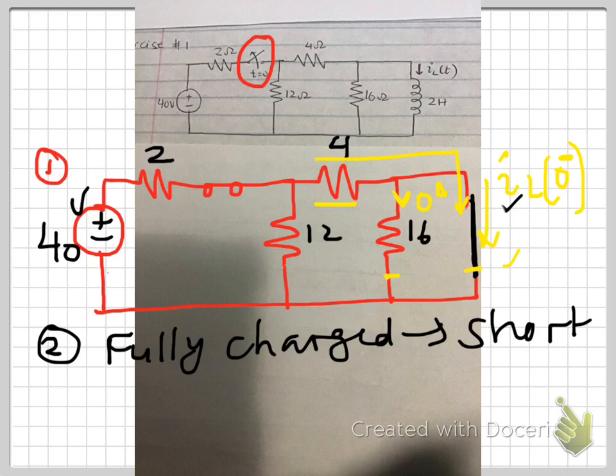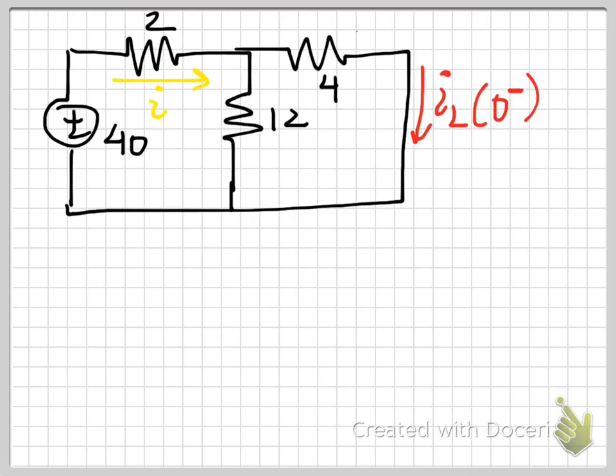So somehow through circuit reduction, if we can calculate this current in here, you can call it anything, let's say I, and then that I you can use current division at this node between 4 and 12. So using circuit reduction, let's calculate this I. So I will be calculated as 40 divided by the total resistance.